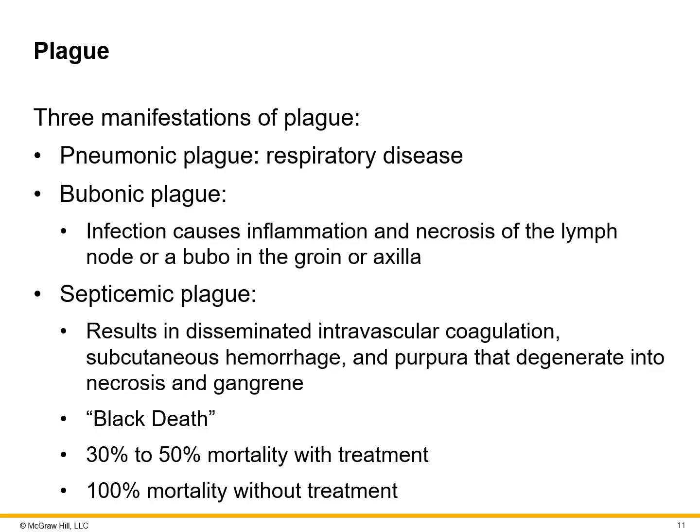Moving on to the plague. So there are three manifestations of it. So they have the pneumonic plague, which is the respiratory disease, bubonic plague. This causes inflammation and necrosis of the lymph nodes, or the buboes, hence the name bubonic plague, which is in the groin or axilla. And then septicemic plague, which is why we have it here in this chapter.